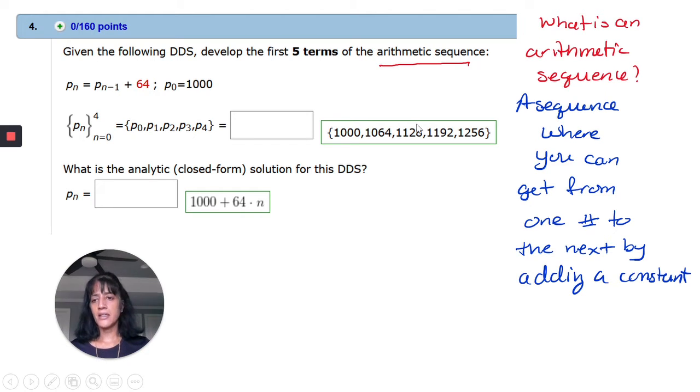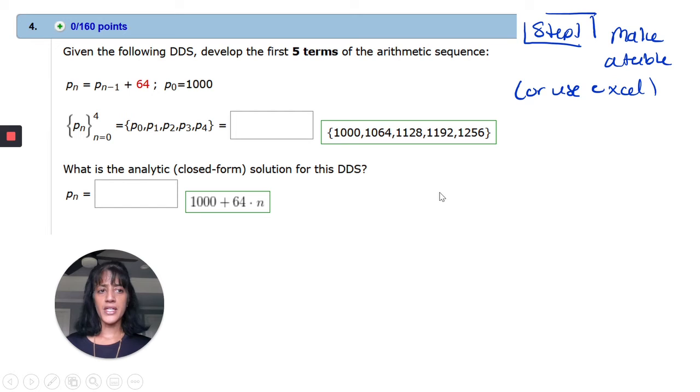A sequence, this is notation to represent a sequence. This is shorthand notation. I'm not a fan, actually. I like the list notation, so you can see it. So the first 5 terms from this DDS would start with 1,000 and then go up. And I left the answers here for my problem so that you can see the format of how you're supposed to enter it. But how do you do this?